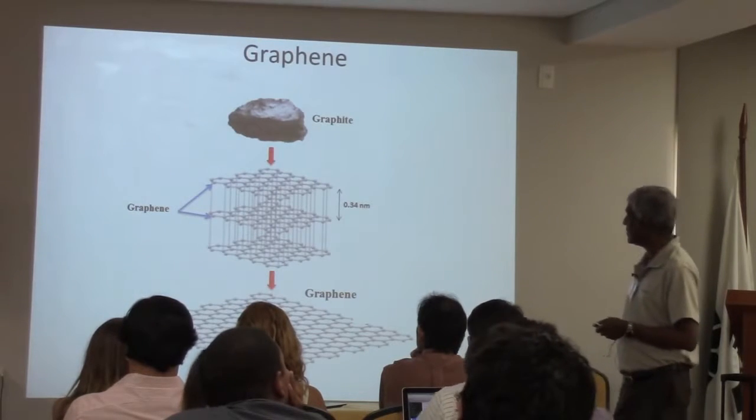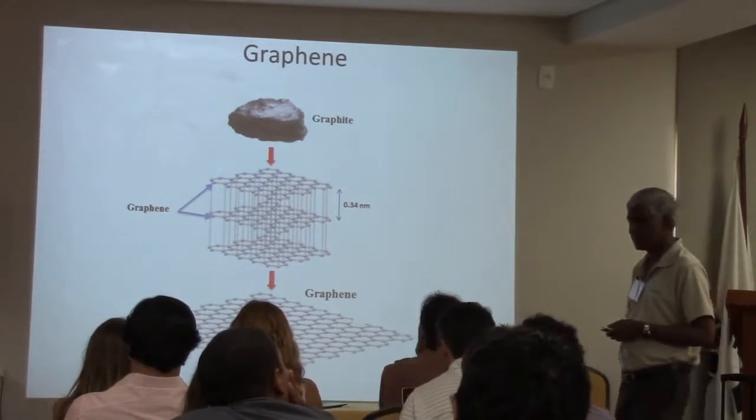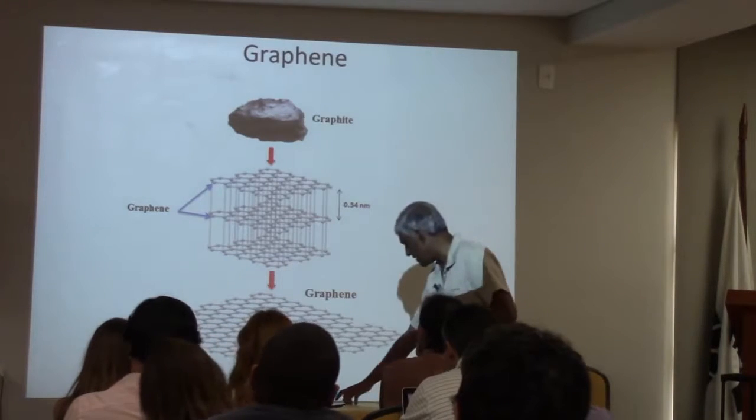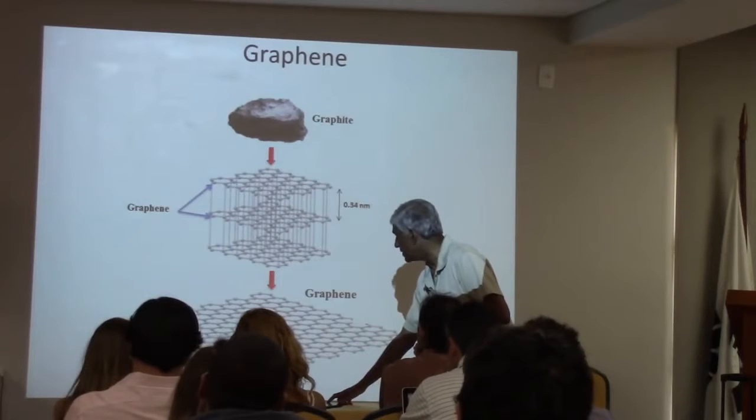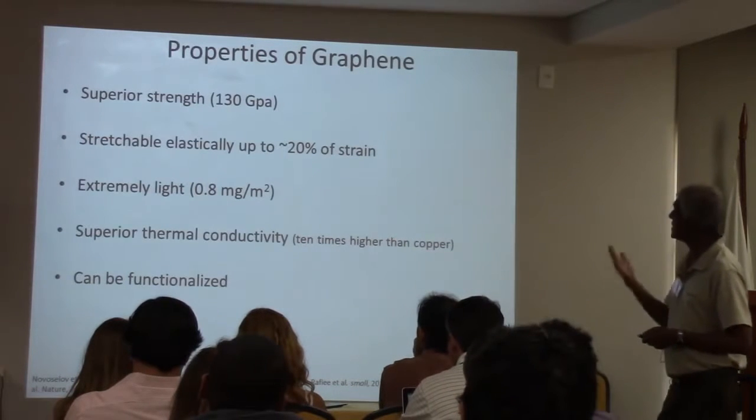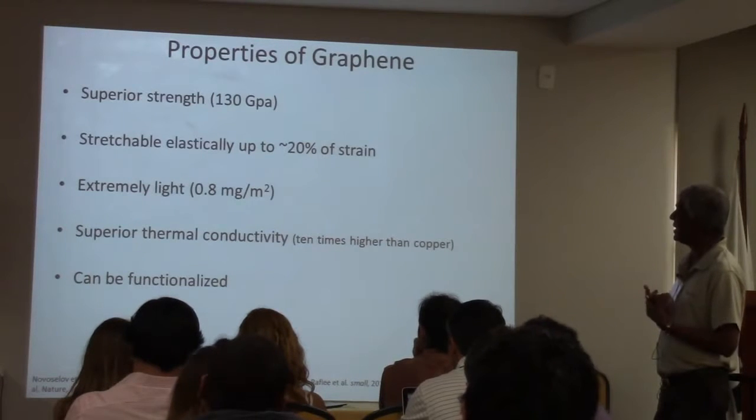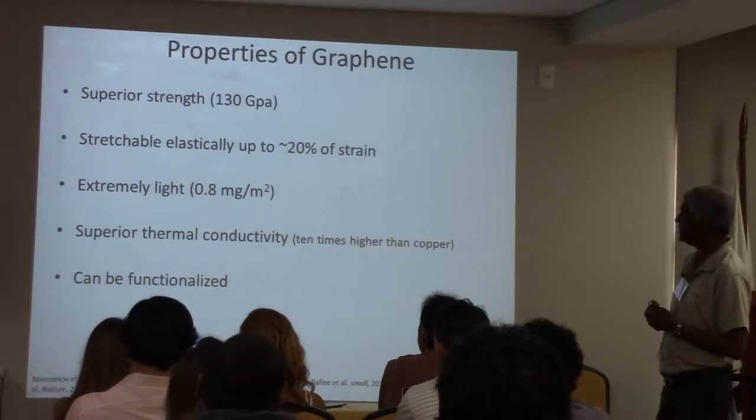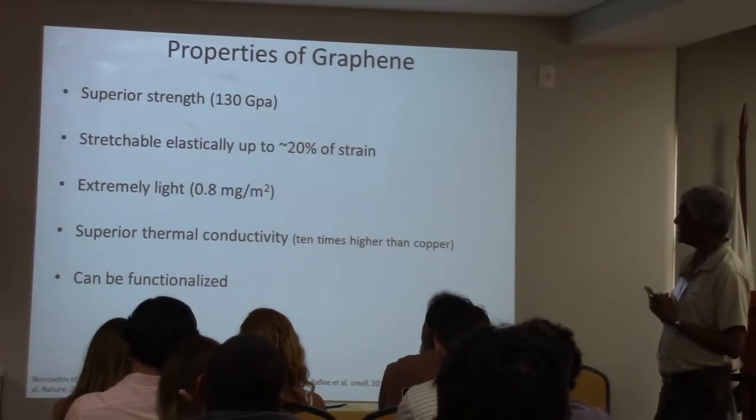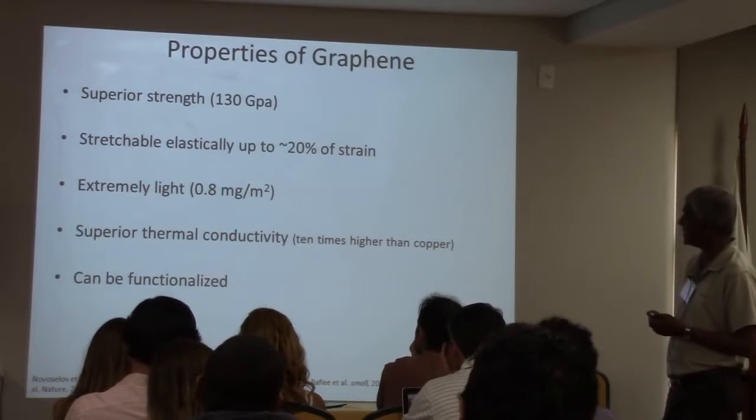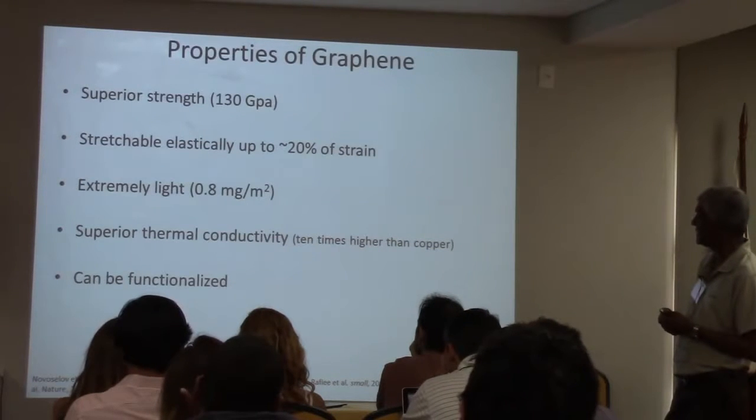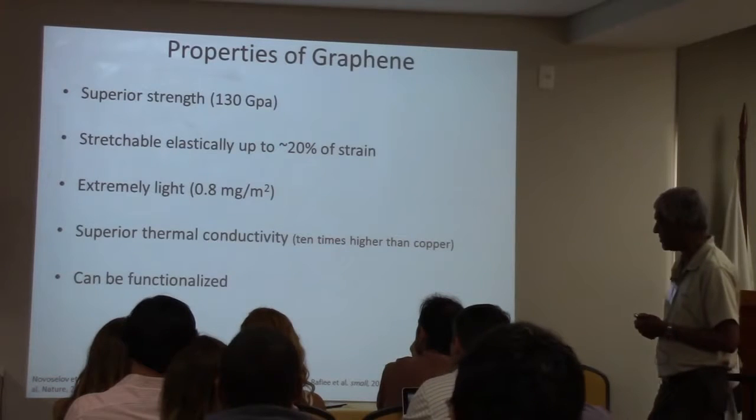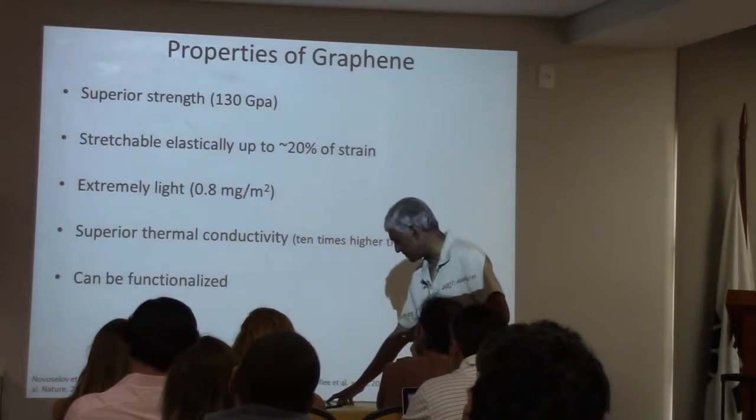So this is nothing new. You all know this simple representation, but the focus of our work is on the behavior of graphene and its application to different material systems. In terms of graphene, we all know that it has fairly superior strength compared to most other materials. It's very stretchable elastically in terms of weight. It's also very attractive for various applications related to materials engineering, for thermal conductivity, and for the possibility of functionalization in different applications.